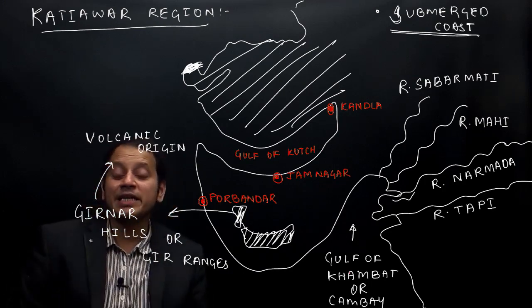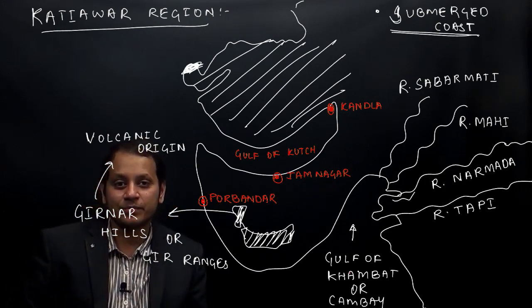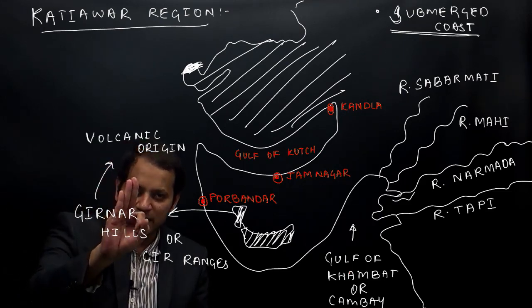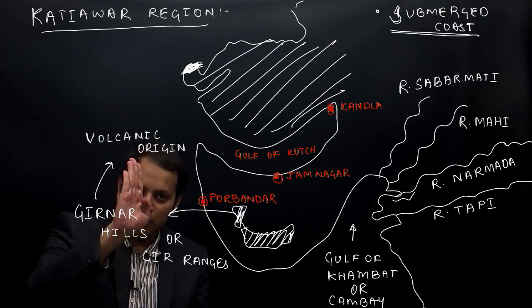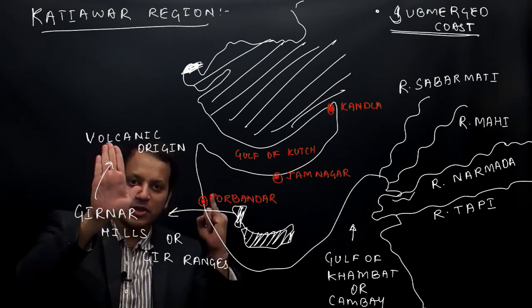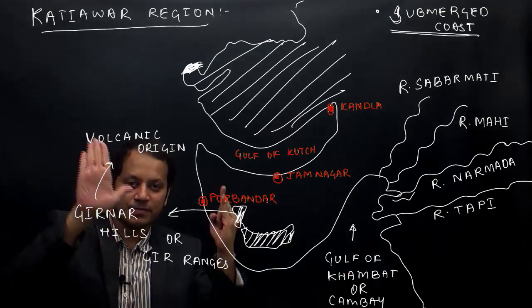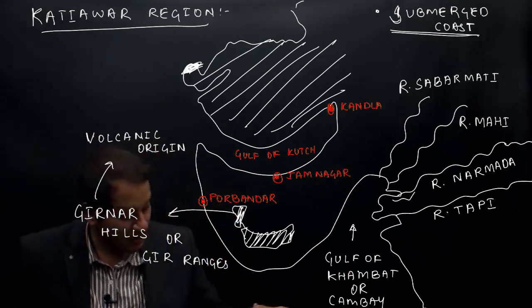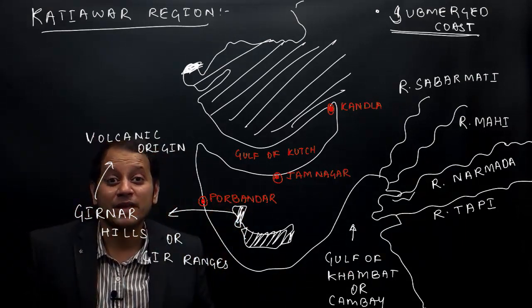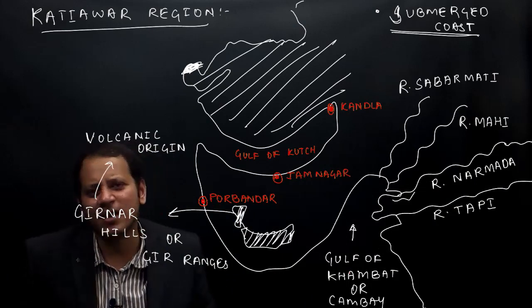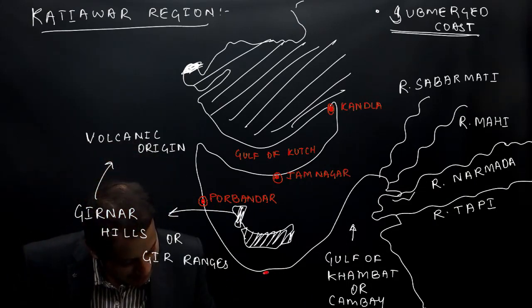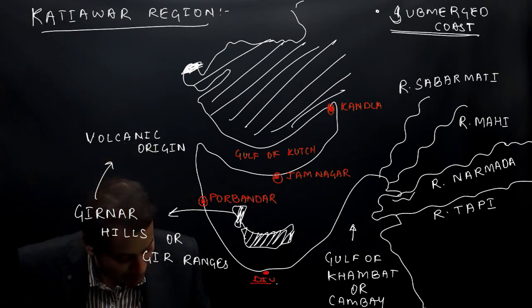Now, how many union territories are there in India? Tell me the names of the union territories. Delhi, Chandigarh, Andaman Nicobar Islands, Lakshadweep, Pondicherry, Daman Diu, Dadra Nagar Haveli. So, there are 7 union territories in India. And where is Diu then? In Gujarat, in Maharashtra, in Andhra, in Karnataka? It is located at the tip here. You can see Diu Island. Diu is an island which is located here.